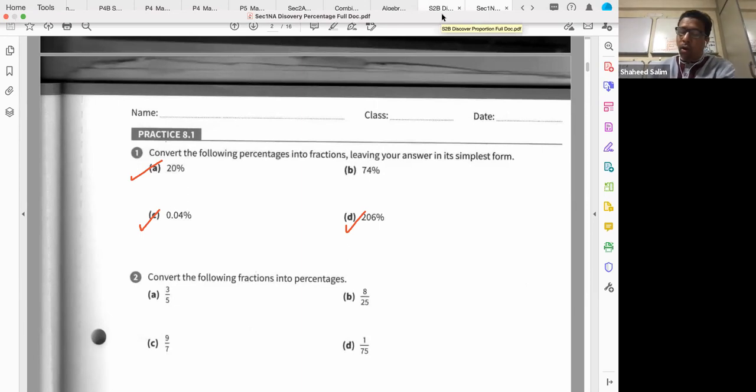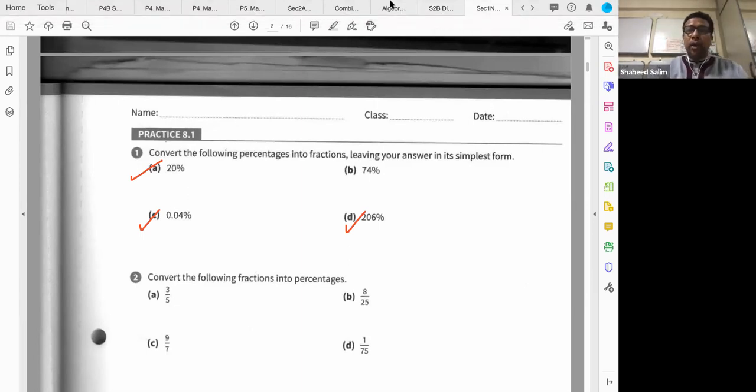Sophia, well done, all of them correct. Okay, Raihana, first one correct, well done. So I'm just going to write down the answer. First one is 20 over 100. Then after you divide, you get 2 over 10 and 1 over 5. Okay, first one is 1 over 5. All of you got it, well done.